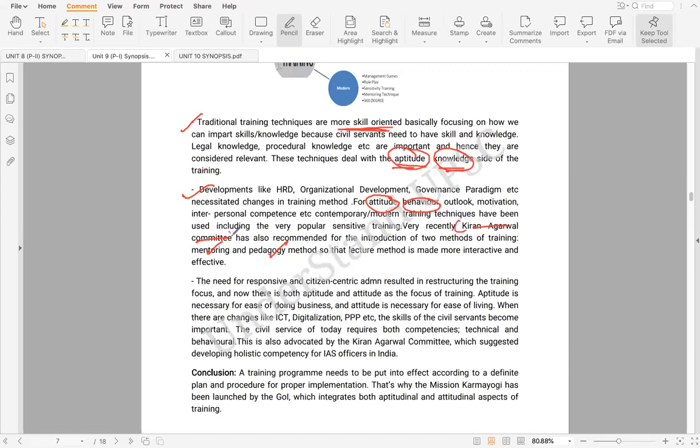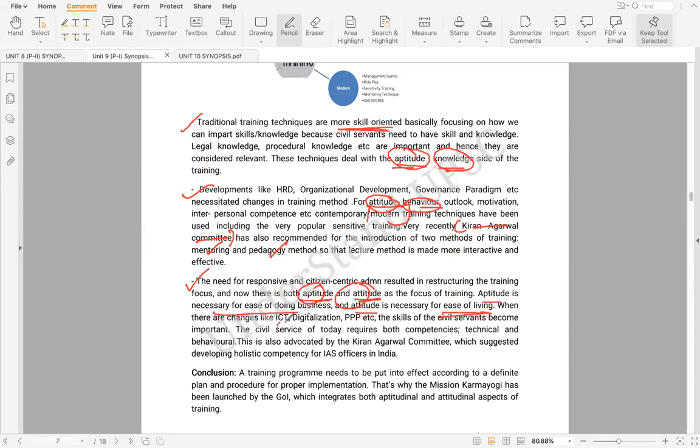You basically try to include committees and tell us what the modern methodologies are and how they are more helpful for the attitude and behavioral component. The need for responsive and citizen-centric administration resulted in restructuring the training focus, and now there is both aptitude as well as attitude as the focus of training. So you have aptitude as well as attitude, and this is the main demand of the question. Aptitude is necessary for ease of doing business, and attitude is necessary for the ease of living.